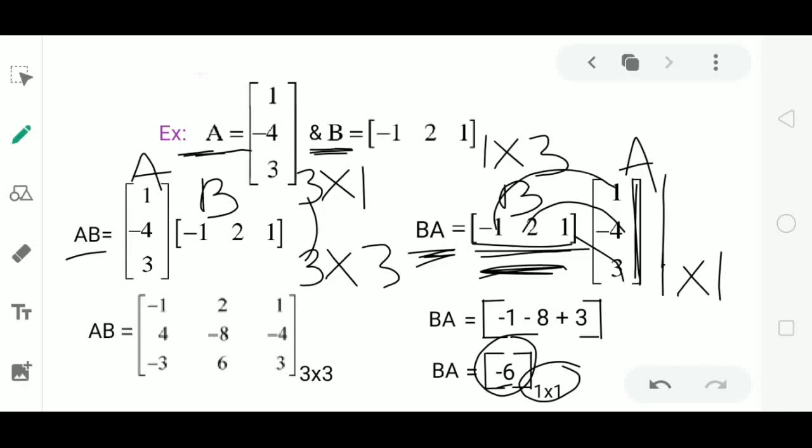Clearly here, for any two matrices A and B, matrix AB need not be equal to matrix BA. That is, commutative property doesn't satisfy for multiplication of matrices.